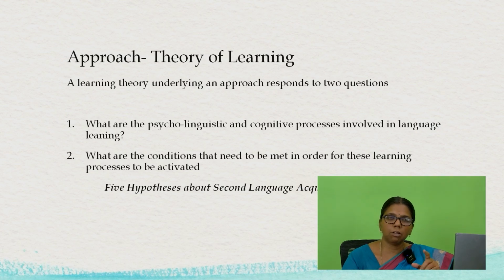To answer, some of the methods would answer just one question, or some would answer both the questions. So this particular natural approach answers both the questions, and they answer both the questions based on a particular theory, that is, a hypothesis about second language acquisition. This hypothesis, the 5 hypotheses, was proposed by Stephen Krashen, and that was taken as a kind of scientific evidence for this particular approach.